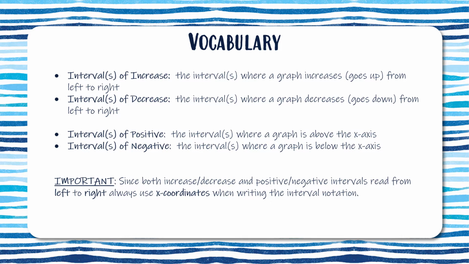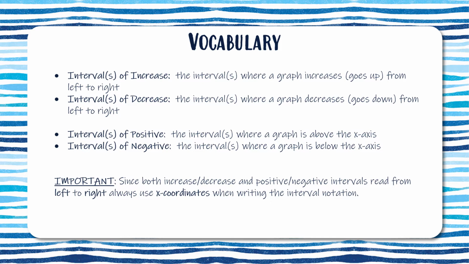So an interval of increase is where your graph is going up from left to right. And it could be doing that on one interval, it could be doing that on multiple intervals, or it may never go up. It just depends on the graph. Decrease is the opposite of that. The graph is going down from left to right.